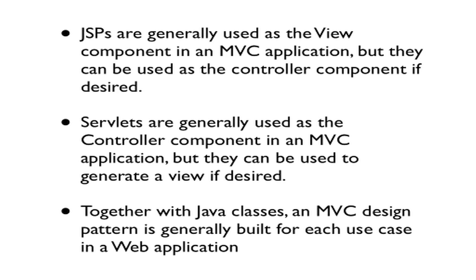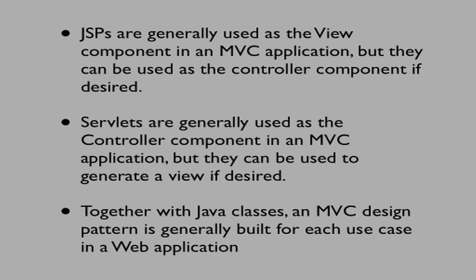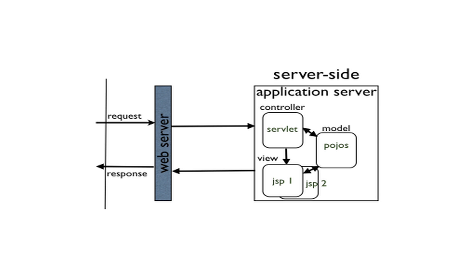A much better pattern is to use these together with JSPs handling the view, servlets handling the controller aspect, and Java classes to do most of the work and to model the different business objects we might need in our program. So with an MVC application, the request will come from the client to the web server, which will fire up the application and pass the request on to the servlet.